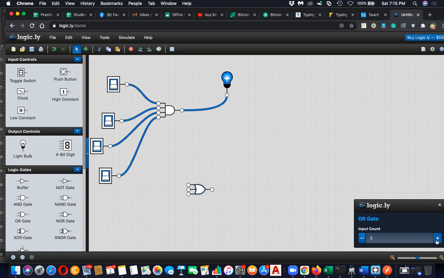Let's increase the number of inputs. So 4 or 3 or any number, right?